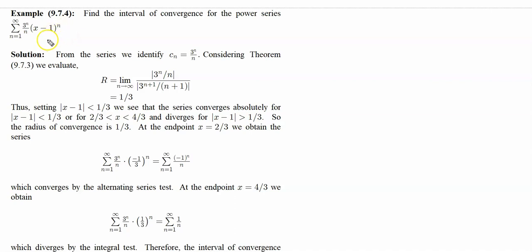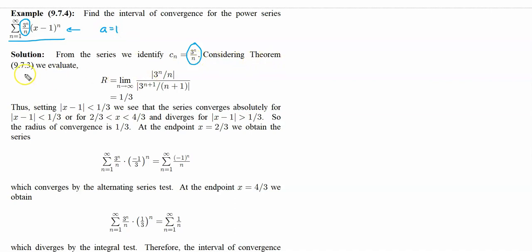Now in our first example here, we want to determine the interval of convergence for this power series. So the sum of 3 to the nth power divided by n times x minus 1 to the nth power. Now in this series, we identify the c sub n as equaling 3 to the n over n. And also notice that in this case the a is 1.